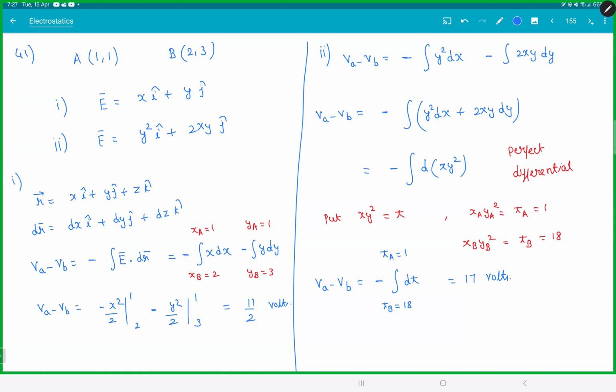Remember, physics is pretty straightforward. Either you give me y in terms of x, give me a relation, and I will do it. If you can't give me a relation, it has to be a perfect differential, or else I can't solve the question.